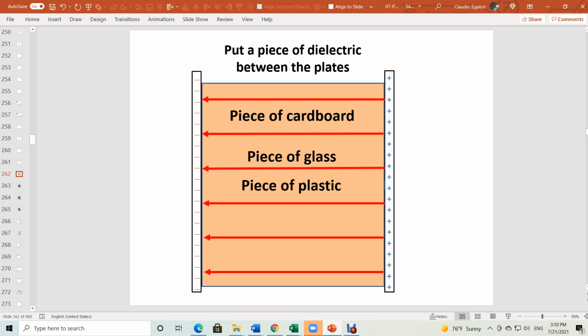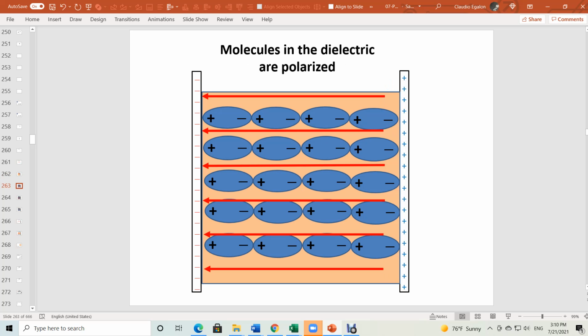If we put a piece of cardboard or a piece of glass or a piece of plastic, a dielectric in general, what happens there inside? Okay, let me tell you what happens there inside. This positive plate here of my capacitor is going to attract the negative charges in the dielectric. It's going to separate the negative charges from the positive charges. That's what's going to happen. And then, at a microscopic level, we're going to have something like that.